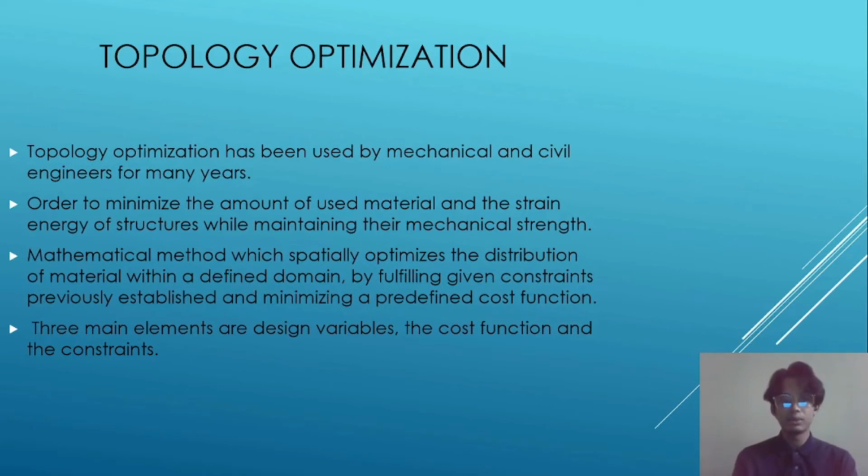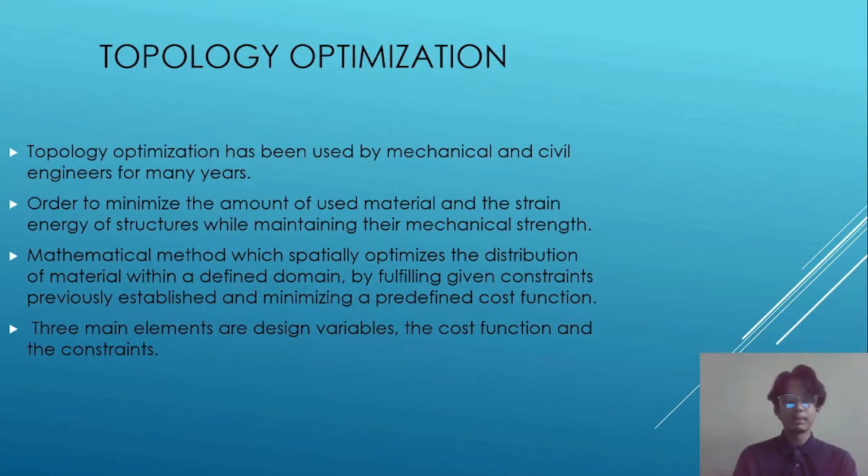Next is topology optimization. Topology optimization has been used by mechanical and civil engineers for many years, in order to minimize the amount of material used and the strain energy of the structure while maintaining its mechanical strength.